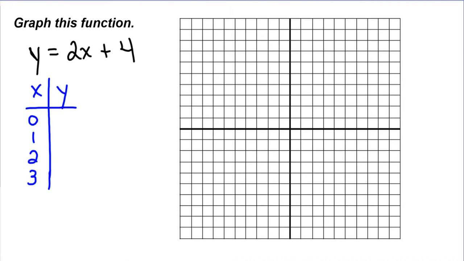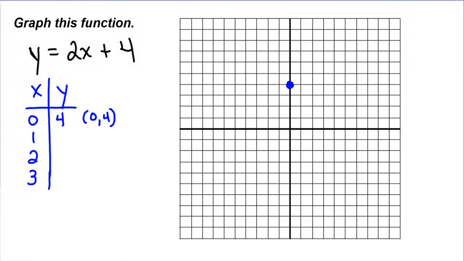So if I put 0 into this function, 2 times 0 is 0. 0 plus 4 is 4. So that gives me a solution of (0, 4). So if I plot that on the grid, that would be 1, 2, 3, 4. Right here is one solution to that function.